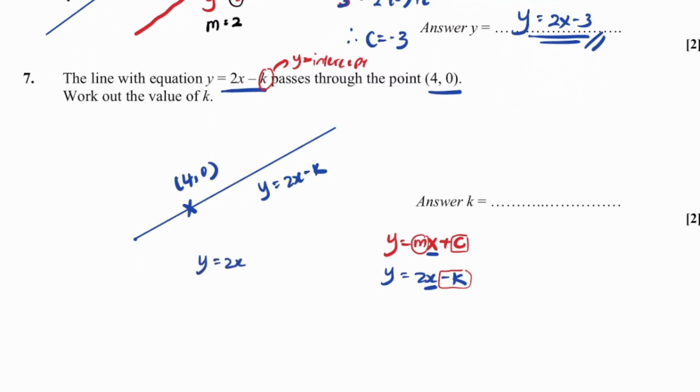Y is equal to 2x minus k. Substitute your values of x and y. You know that (4, 0) is on the line. Substitute this: 0 equals 8 minus k, therefore k is equal to 8. So this is the answer that they are looking for, 8.